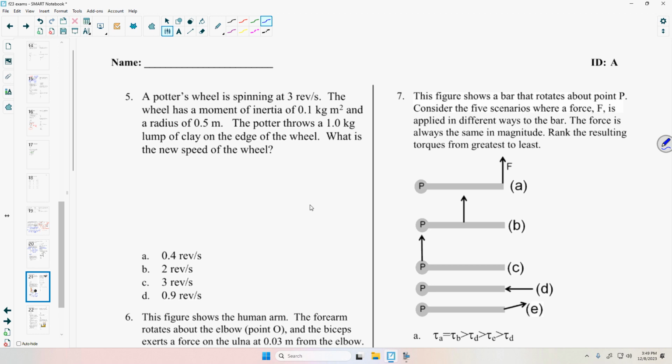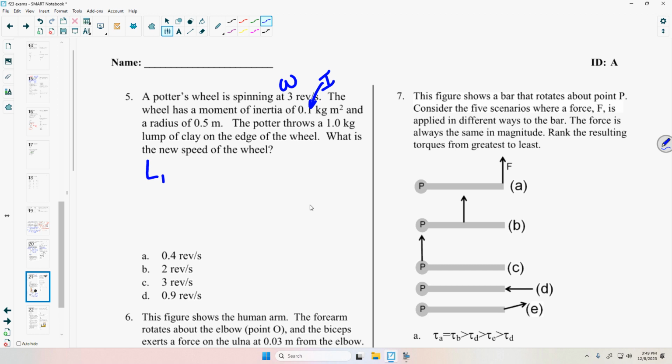Okay, so I have this potter's wheel. A potter's wheel is a disc, right? You don't know what a potter's wheel is, right? Listen, if I give you some object and you don't really know what it's like, there's no shame in asking me what it is. I'll roughly describe the object and its physical dimensions. So a potter's wheel is a disc, and it's spinning at 3 revolutions per second. That's omega. It has a moment of inertia of 0.1. That's I. And a radius of 0.5. The potter throws a 1 kilogram lump of clay on the edge of the wheel. What is the new speed of the wheel?